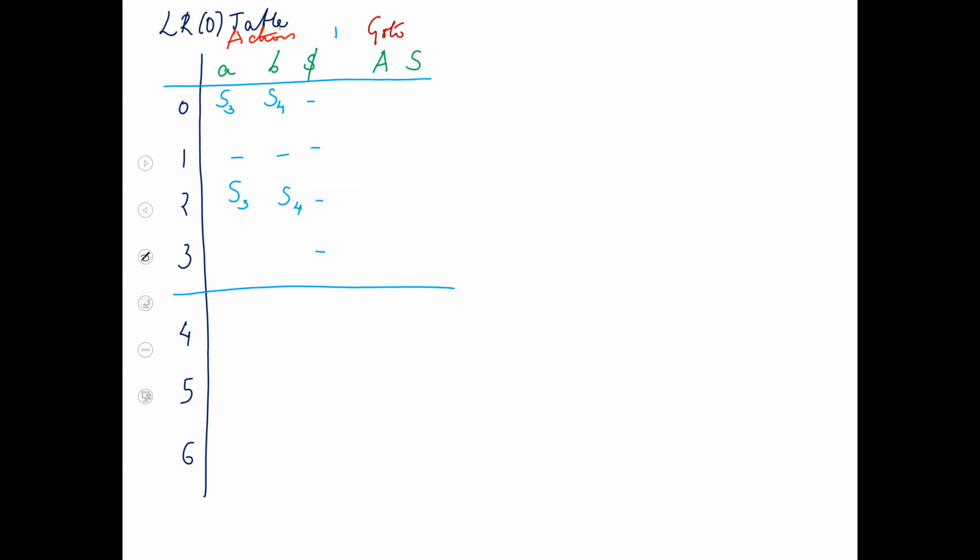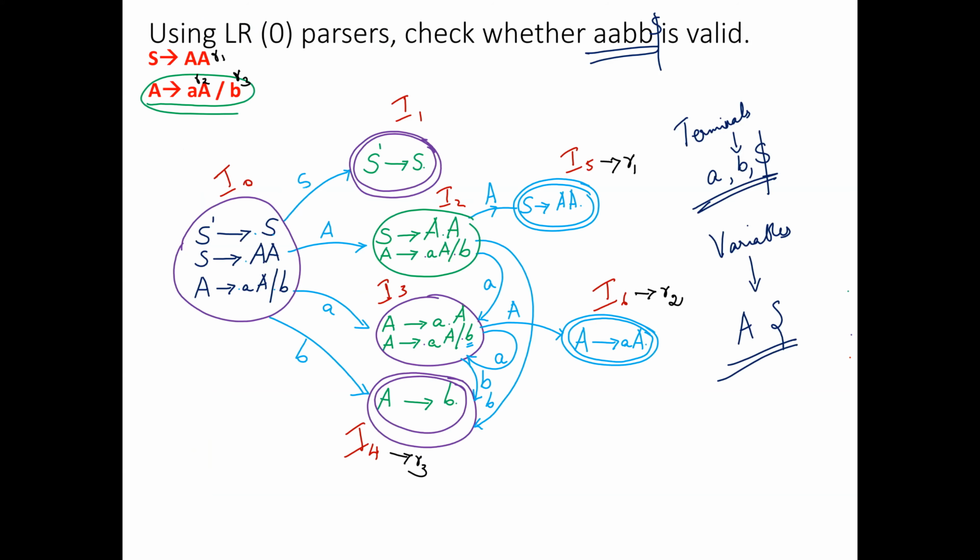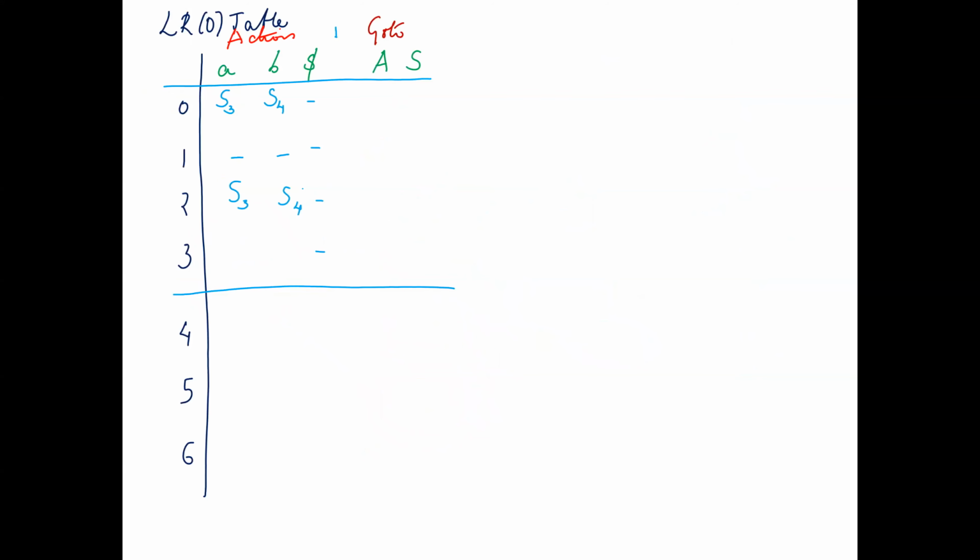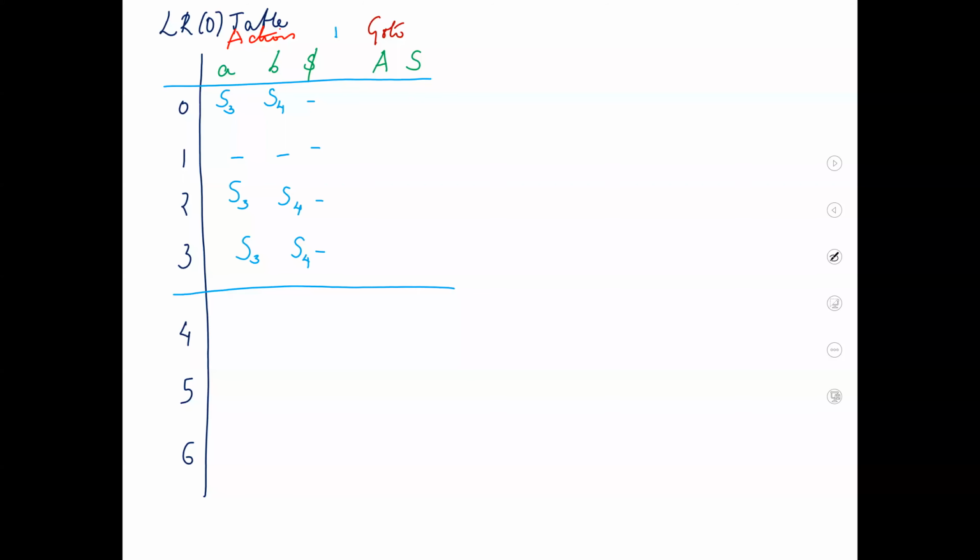Okay, now let's see. From 3 through A and B. From 3 through A, you'll reach 3 itself. Okay, 3 and 4. You have 3 and 4. Okay, so we have done a portion of our action. Now we'll go on to our go to part.